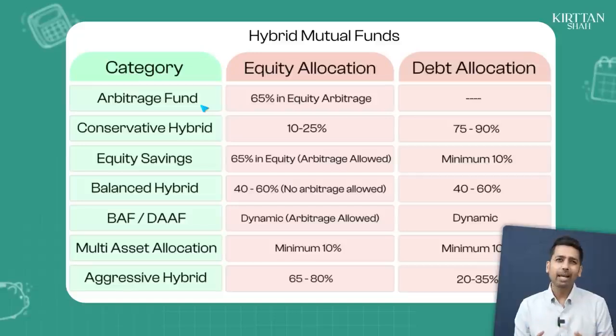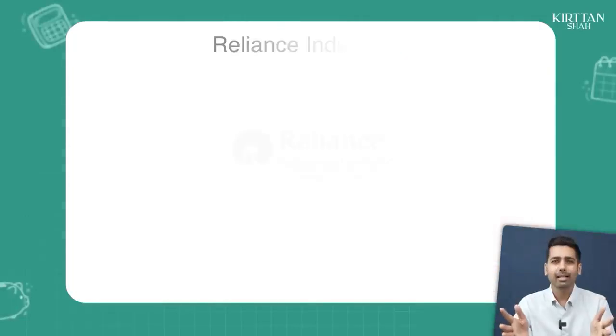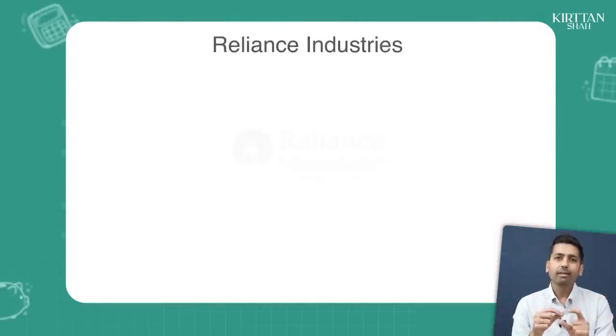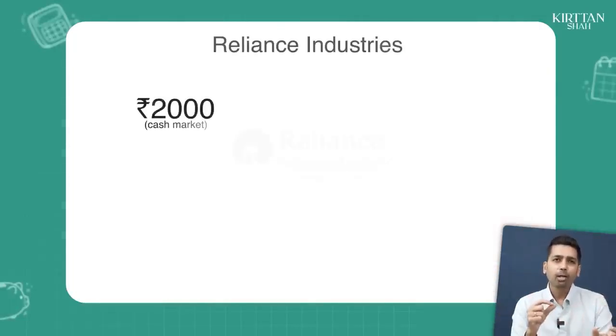Arbitrage in very simple language is, let's say for example, if there is this stock called Reliance Industries, hypothetically, which is available for 2000 rupees in the cash market. Cash market is the place where if you buy the stock, you will get delivery. And when you sell the stock, you will have to give delivery of the shares. So let's say Reliance Industries is available in the cash market for 2000 rupees.